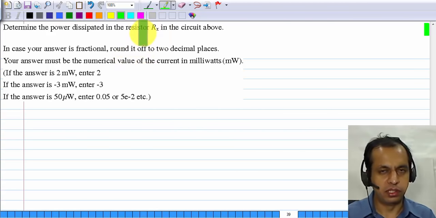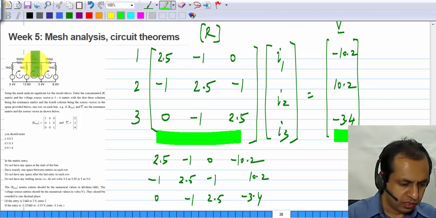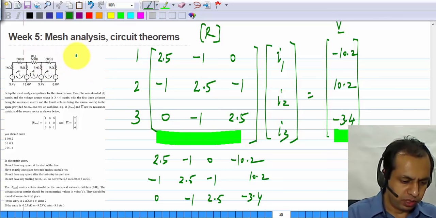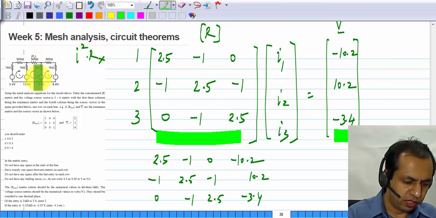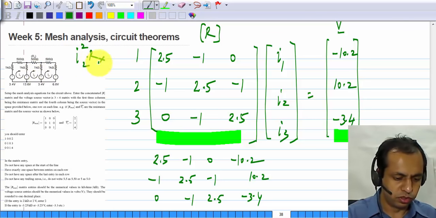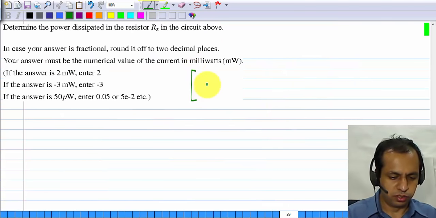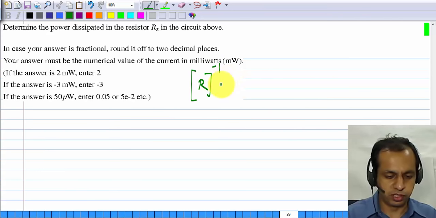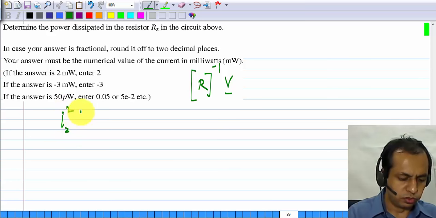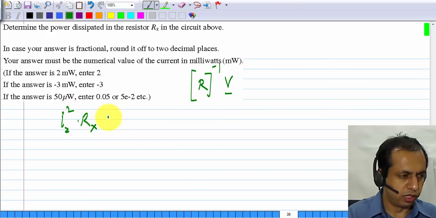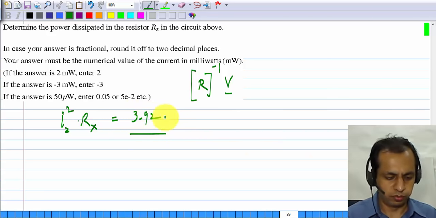The second question is about the power dissipated in Rx. The power dissipated in Rx will be I square times Rx, where I is the current flowing, and you can see that the current flowing in Rx is nothing but the mesh current I2, so I2 square Rx. So you have to find I2 from here. You find all the currents by inverting the resistance matrix and multiplying it with the voltage source vector, and this power dissipation I2 square times Rx, translated to milliwatts, comes out to be 3.92.